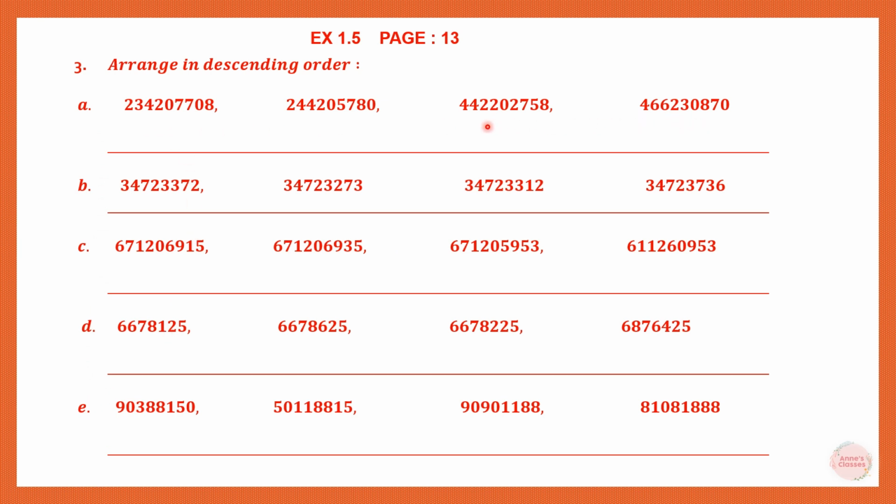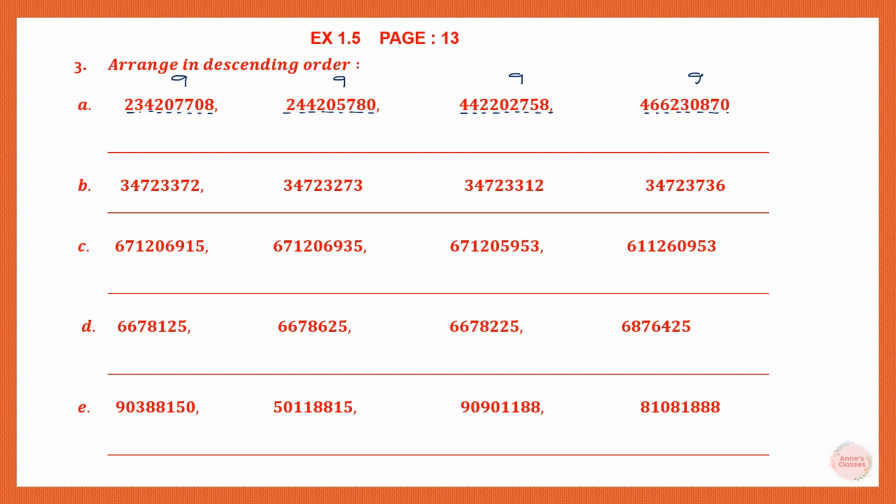Now all of us know how to compare numbers now, isn't it? So we count the number of digits first. So let's do that. Let's count the number of digits. So here we have 1, 2, 3, 4, 5, 6, 7, 8, 9. So this is a 9-digit number. Again, 9-digit number. This is also a 9-digit number.